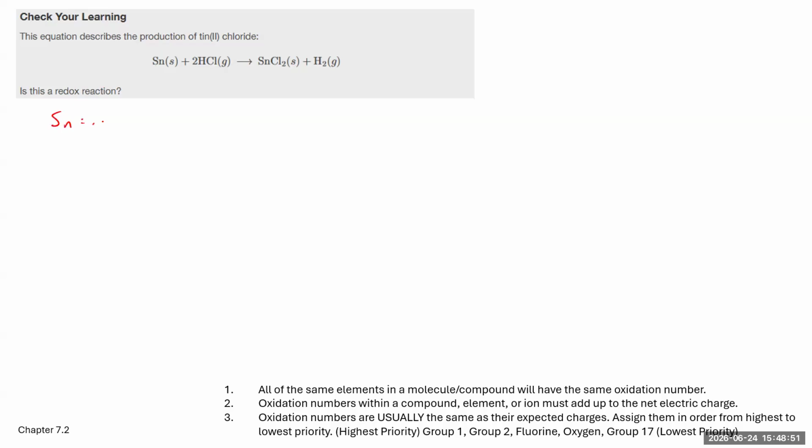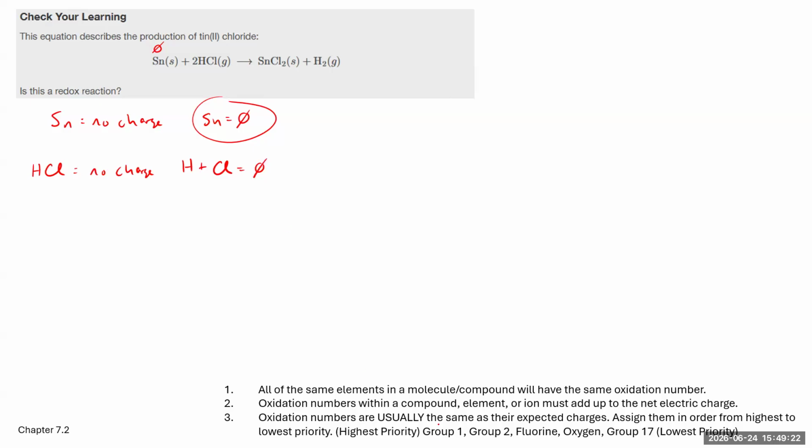Sn, there's no charge, so Sn has to equal 0. So the oxidation number is 0. All right, so I'm going to put a 0 here just to show you that it's 0. Let's do HCl. HCl, no charge. So H plus Cl equals 0.